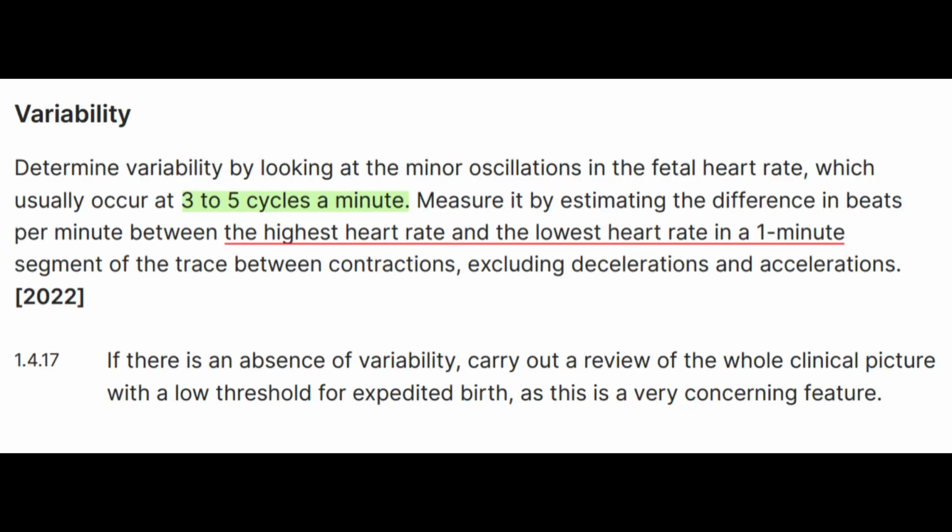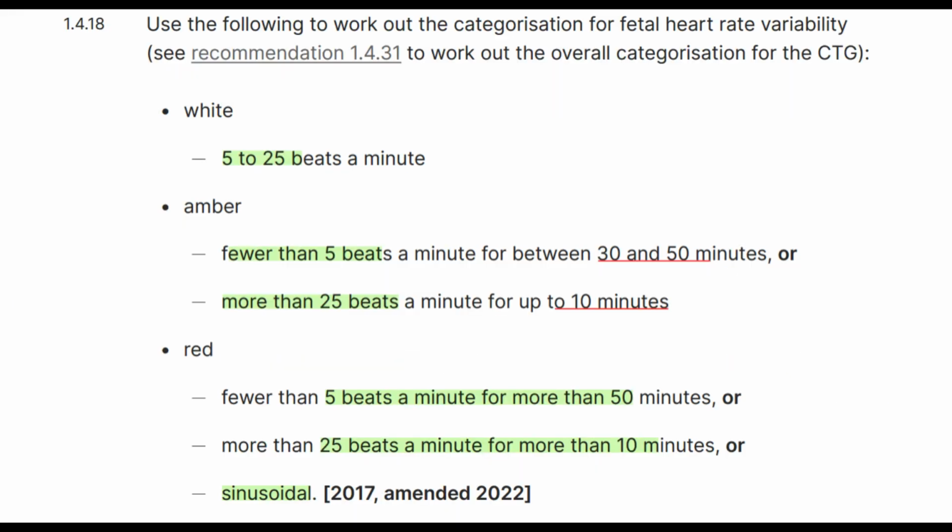Variability. Determine variability by looking at the minor oscillations in the fetal heart rate, which usually occur at 3 to 5 cycles a minute. Measure it by estimating the difference in beats per minute between the highest heart rate and the lowest heart rate in a 1-minute segment of the trace between contractions, excluding decelerations and accelerations. If there is an absence of variability, carry out a review of the whole clinical picture with a low threshold for expedited birth, as this is a very concerning feature. Use the following to work out the categorization for fetal heart rate variability.